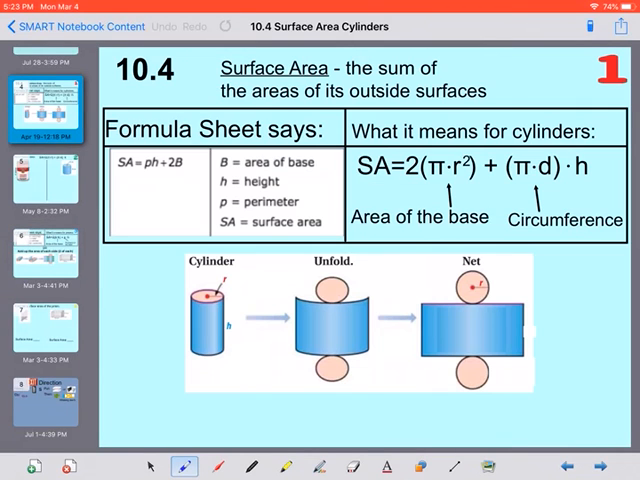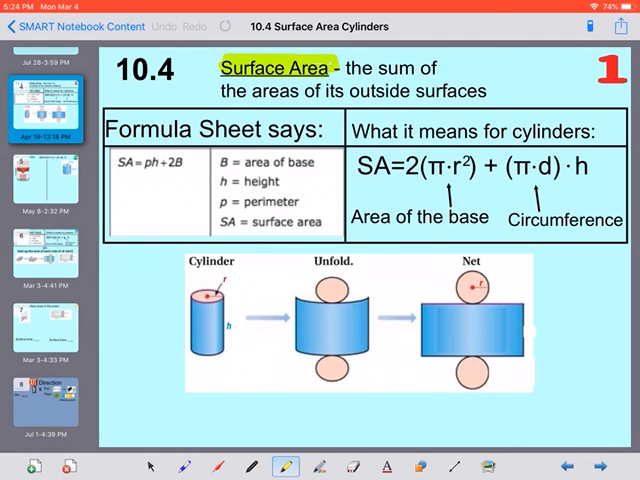Today we are doing 10.1, which is on surface area. We're going to be looking at surface area of cylinders and prisms today, and we'll get to that when we come to the back side. So first, what is surface area?